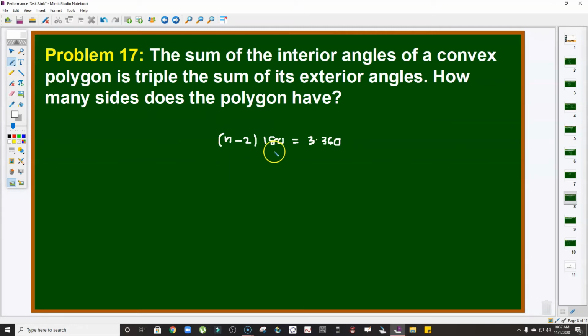Simple lang to. Alright, I will divide this by 180, so it will cancel. You can distribute 180 if you want, but it's the same. So this one will become n minus 2, equals 360 divided by 180, that's 2, right? So what will be left here is 3 times 2, so that will be 6. Therefore, n is equal to 8. So the question is, how many sides? The answer is 8. See that?